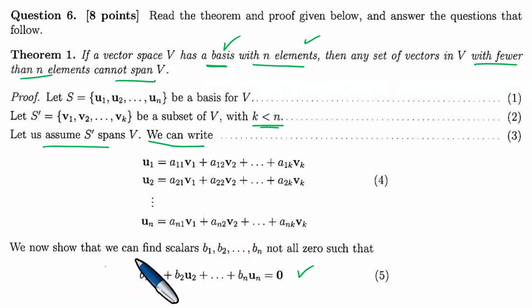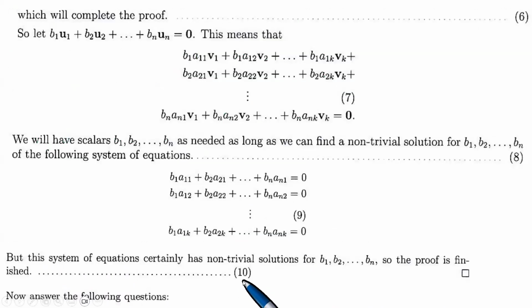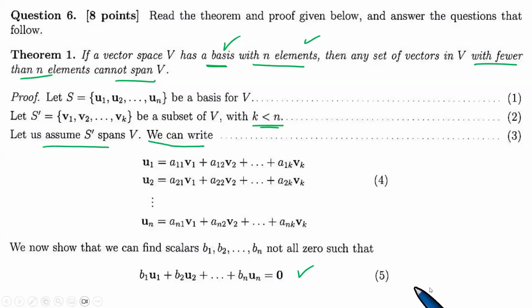Because we got those equations, we proceed to say we now show that we can find the scalars b1, b2, up to bn, not all 0, such that this is the case, which will complete the proof. Let's look at this very carefully, and it is very easy. But remember what will complete the proof: our assumption is that S prime spans V.